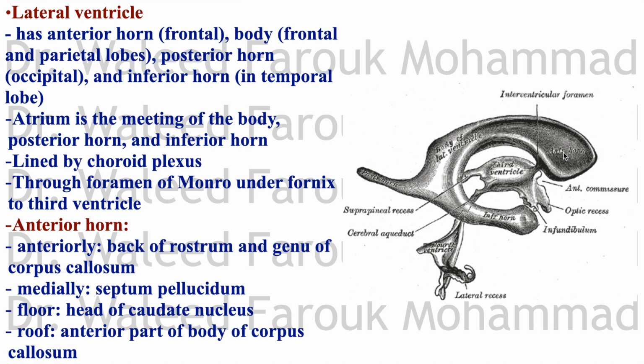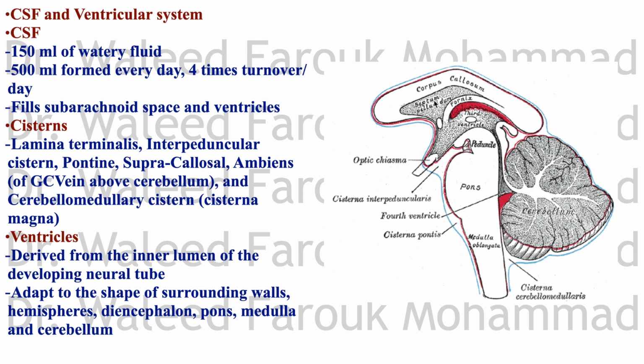Anterior horn: anteriorly it's the back of the rostrum and genu of the corpus callosum. Here should be the corpus callosum. So this is the region of the rostrum and genu of the corpus callosum. Medially, it's the septum pellucidum. The septum pellucidum is the septum that separates the two lateral ventricles. See that? This is the septum pellucidum.